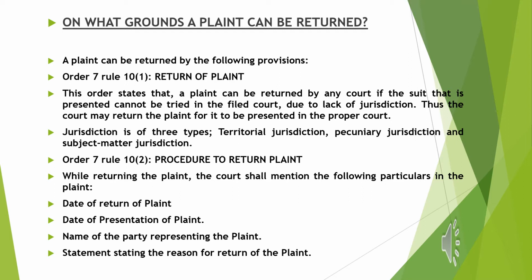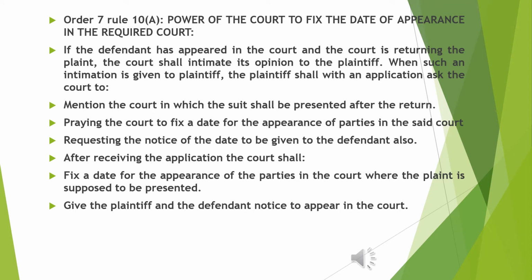That means the return of the plaint will be done by the court when the court does not have jurisdiction. If the plaintiff files the suit in a particular court which does not have jurisdiction, then the said court returns the plaint by mentioning the reasons for the return. Order VII Rule 10 Clause 2, Procedure to return plaint. While returning the plaint, the court shall mention the following particulars in the plaint: date of return of the plaint, date of presentation of the plaint, name of the party presenting the plaint, and a statement stating the reason for return of the plaint.